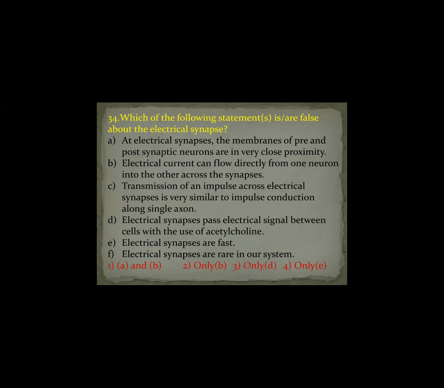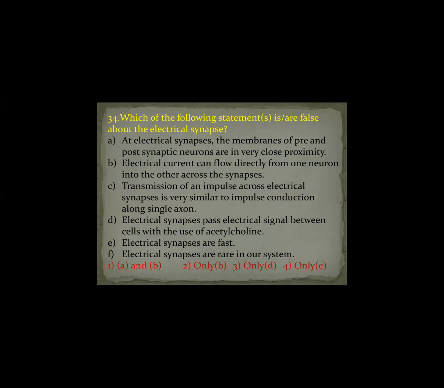In the case of chemical synapses, there is a certain gap between the pre and post synaptic membrane. That gap is called the synaptic cleft. So here you should concentrate. In the electrical synapses, there is no synaptic cleft. In the chemical synapses, there is a synaptic cleft, a gap present between the post and pre-synaptic membrane.